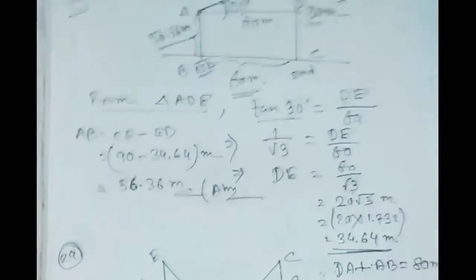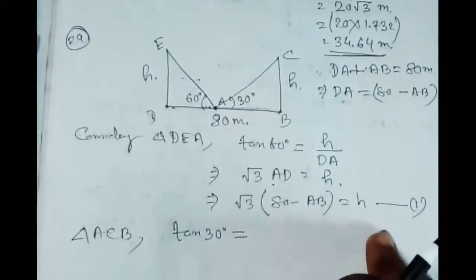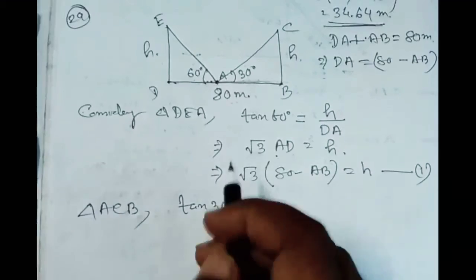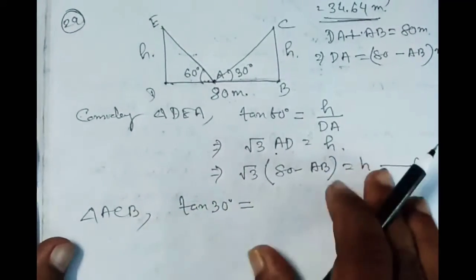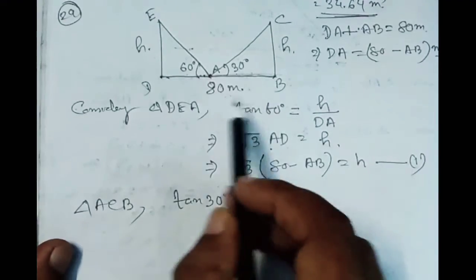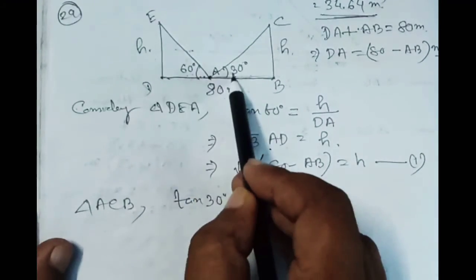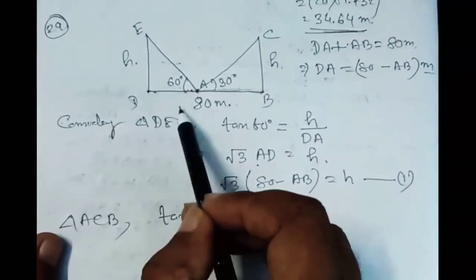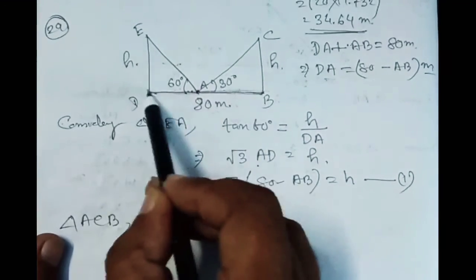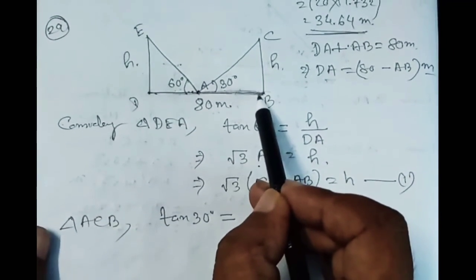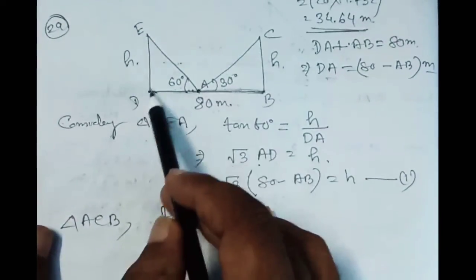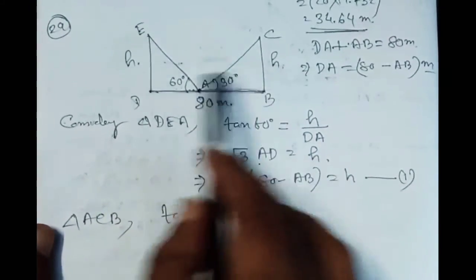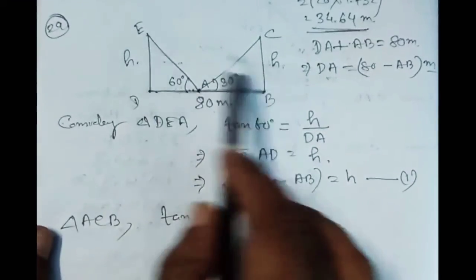Okay, next move to another question, question number 29. Now here comes the image of the solution. This is 60 degree, this is 30 degree, and the distance between these two poles, sorry, not tower, this is the first pole, this is the second, both of same height.